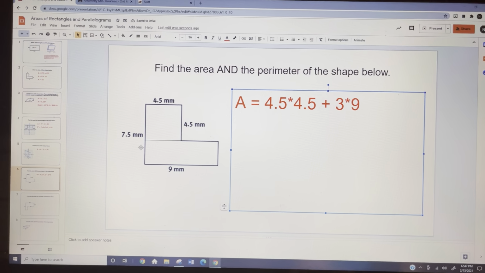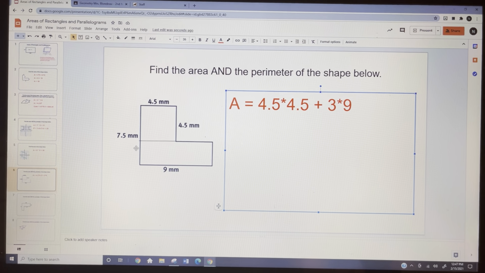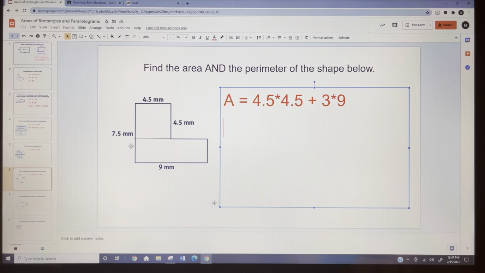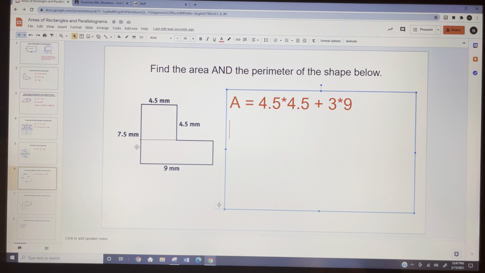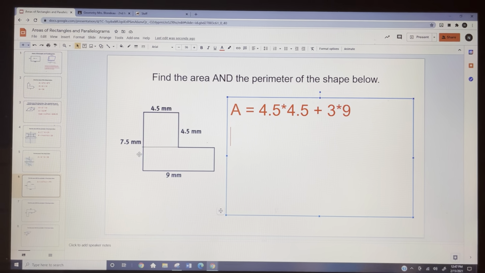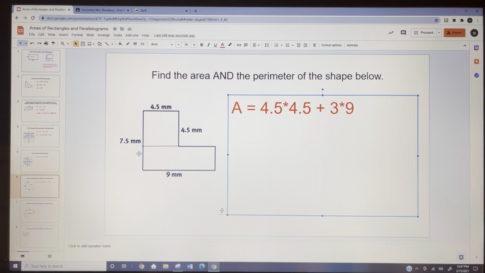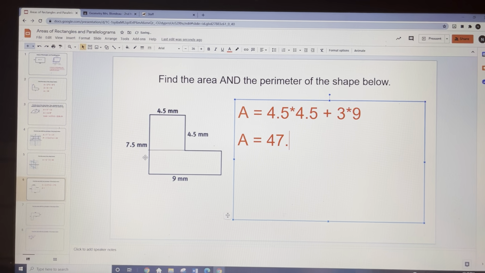Okay, so I'm going to put that in the calculator. 4.5 times 4.5 is 20.25. And 9 times 3 is 27. So add 27 to that, and I get 47.25. So the area is 47.25.